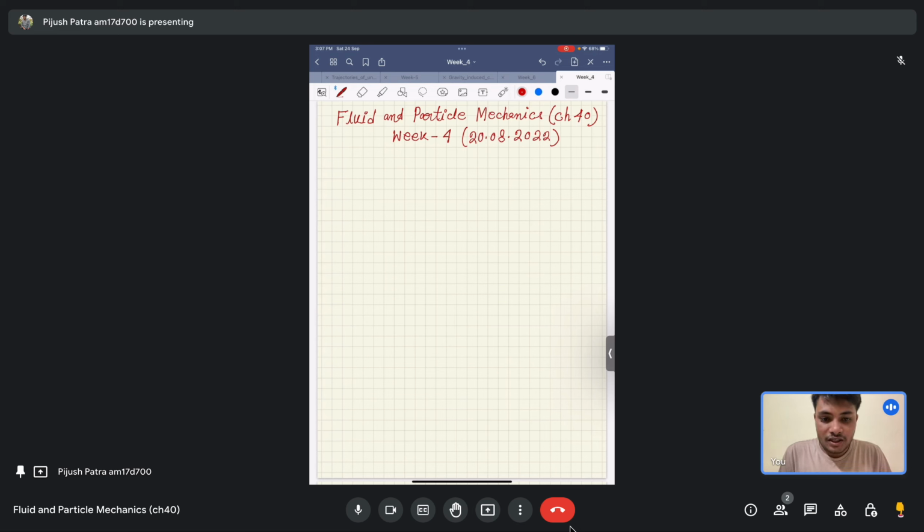Okay, so hi everyone. This is the fourth week of the course Fluid and Particle Mechanics. In this week, because the theory sections were very clearly discussed in class, I don't think there will be any doubt regarding the theory based on the dimensional analysis and the scaling analysis, particularly the Buckingham pi theory and all.